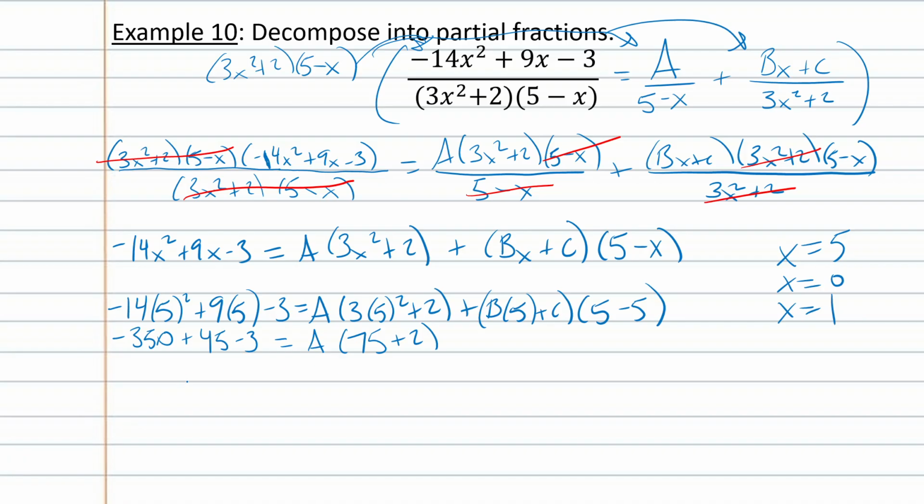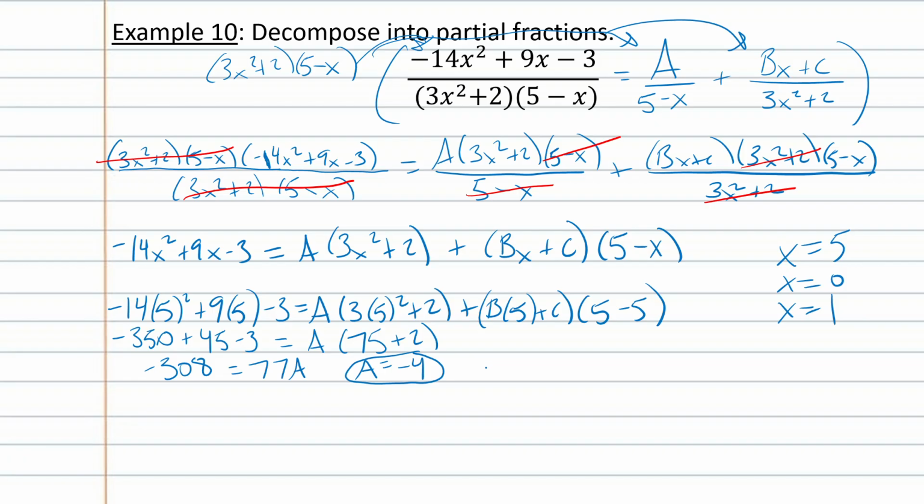All right, let's simplify this left-hand side. We're looking at negative 350. Let's see. Negative 350 plus 45 minus 3 should simplify down to negative 308. And then 75 plus 2 is 77, so we're looking at 77a. If I divide 308 by 77, I get that a should be negative 4. By all means, use your calculator for those simplifications.